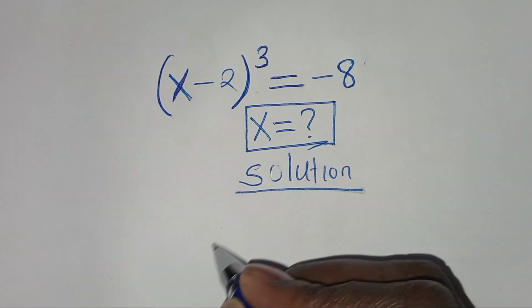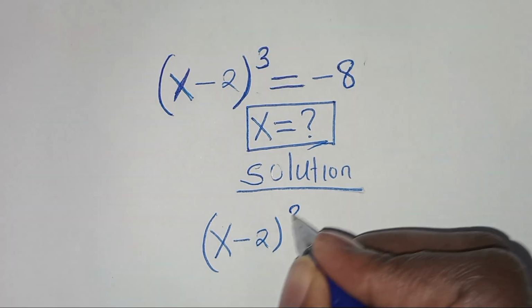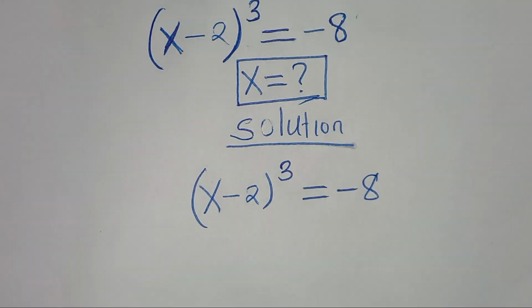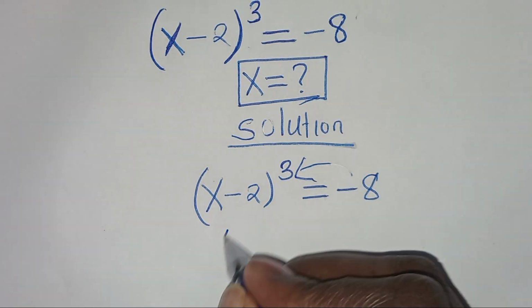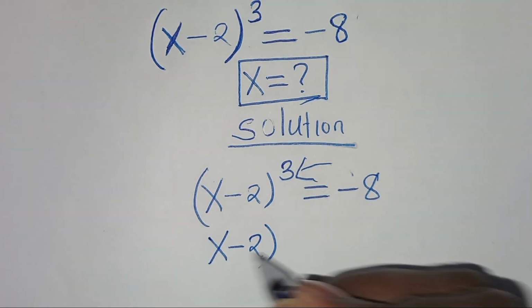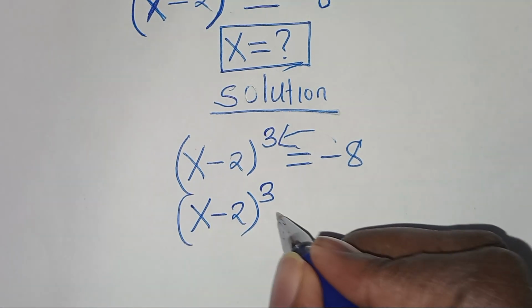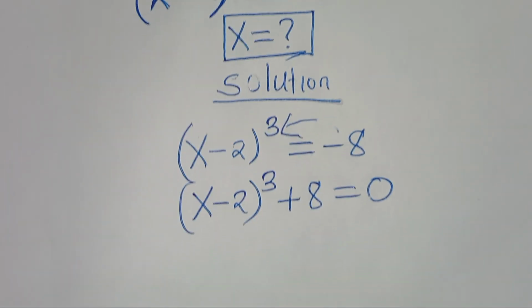So we have (x - 2)^3 = -8. The first step is to take -8 to the left hand side, so that we have (x - 2)^3. Minus 8 becomes plus 8. This is equal to 0.